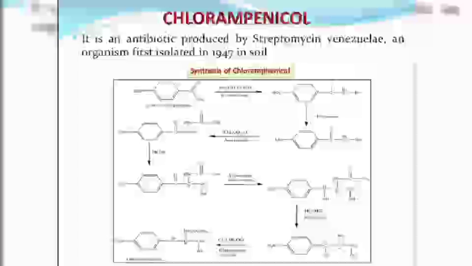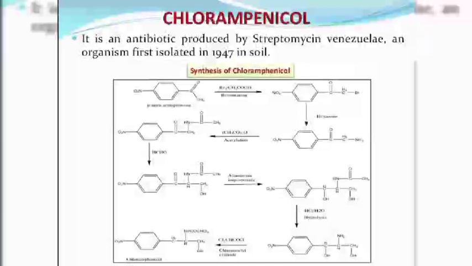So next is, let us see how the chloramphenicol has been synthesized and what it is and how it works and what are its uses in the treatment of various diseases. Chloramphenicol is an antibiotic produced by Streptomyces venezuelae, an organism first isolated in 1947 from soil.